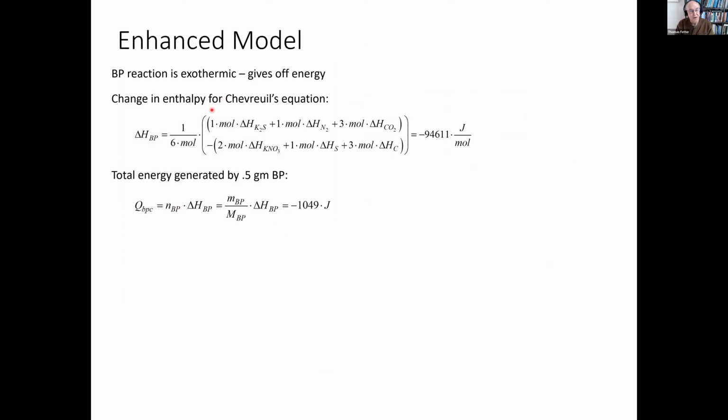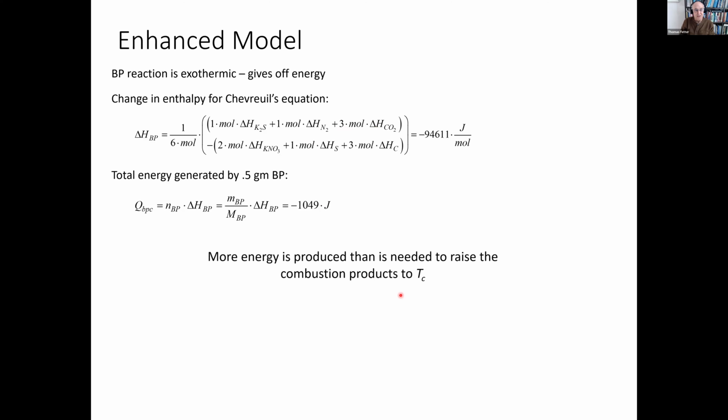Now, the black powder reaction is exothermic. That means it gives off energy, and we can calculate the amount of energy that's released by using the enthalpies. The enthalpy is the amount of energy that's stored in the molecular bonds of the products of the black powder. And if the net energy in the ending products is less than the net energy in the starting products, then the equation is exothermic. And a half a gram of black powder produces about 1,000 joules of energy.